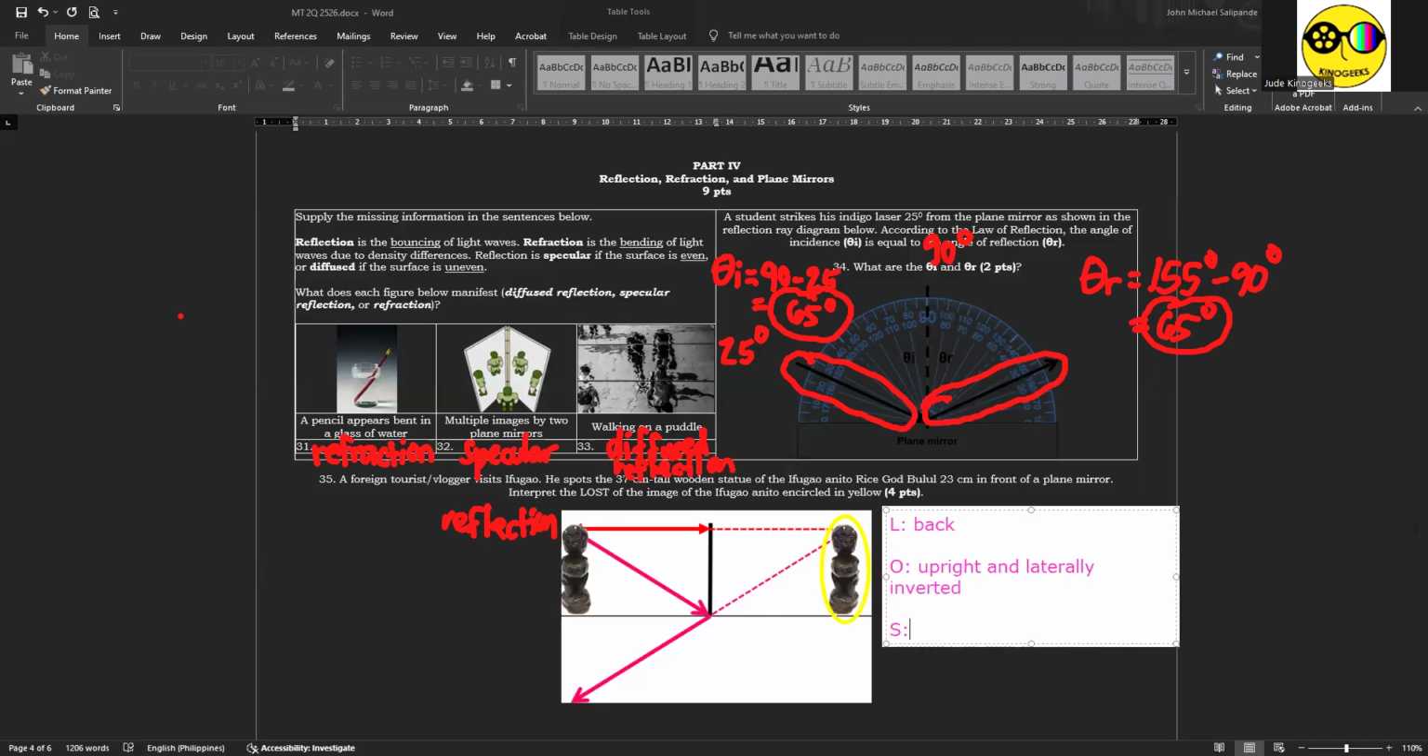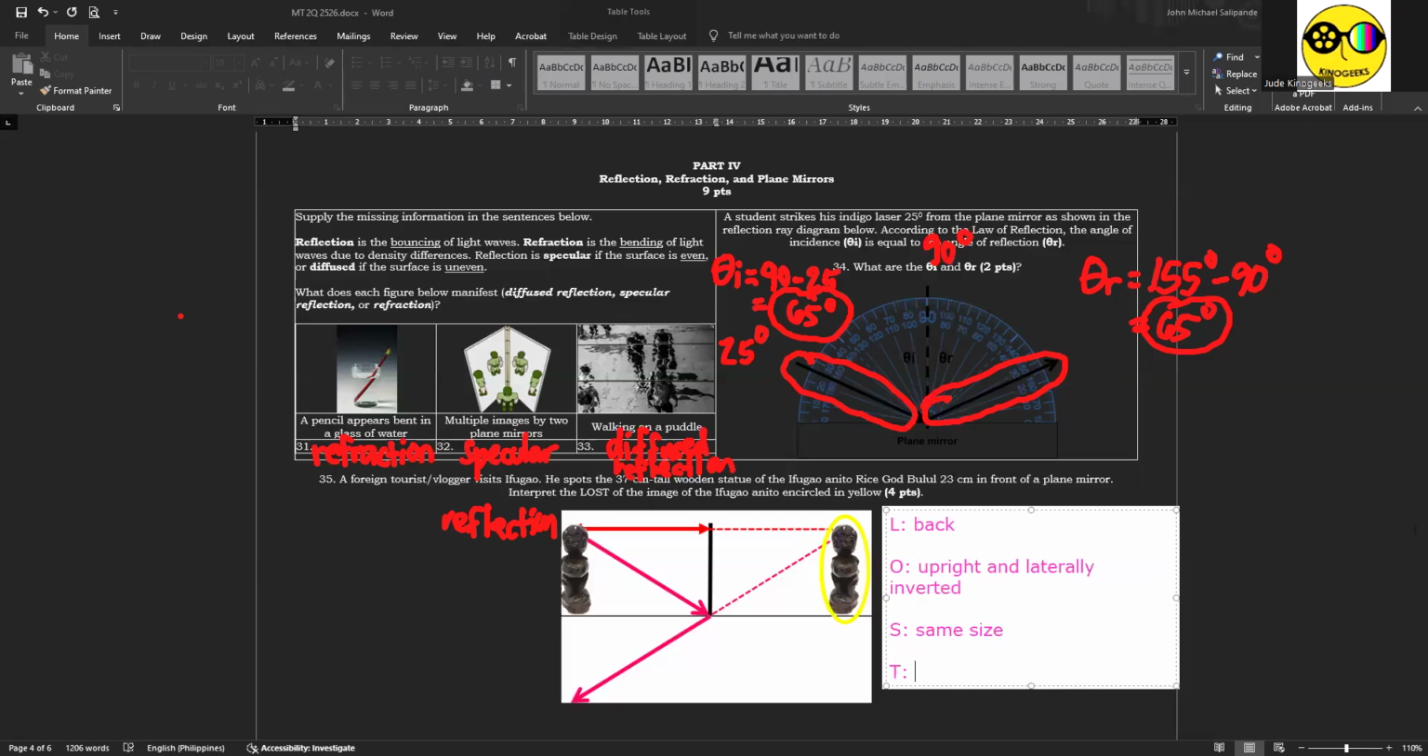Okay, let's go to S or size. For size, we choose between three. Reduced, does it become smaller? Same size, did nothing change with the height? Or magnified, was the image enlarged or did it become taller compared to the object? And obviously here, both the object and the image have the same height, so therefore the size is same.